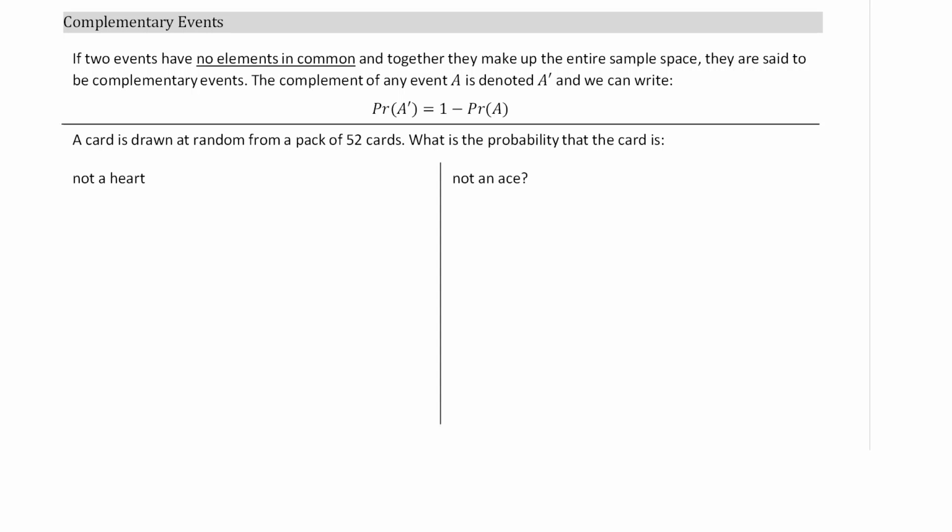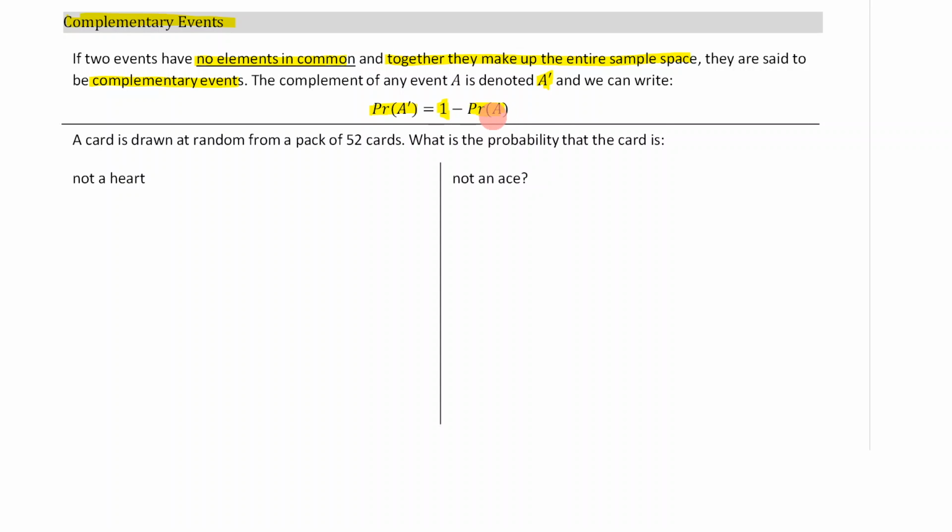So we're now going to talk about complementary events. If two events have no elements in common and together they make up the entire sample space, they're said to be complementary events. The complement of any event A is denoted by A dash, and we can write that the probability of A dash is equal to 1 minus the probability of A.